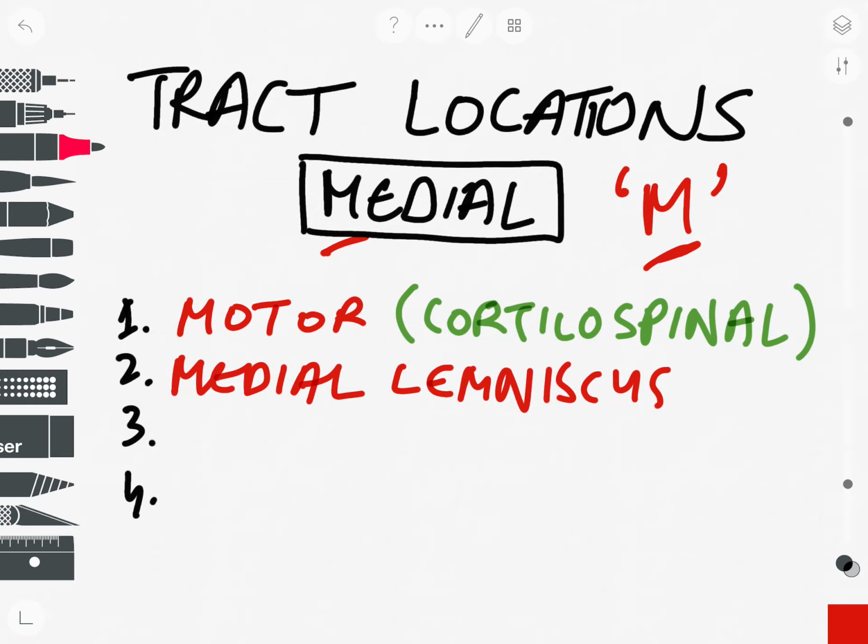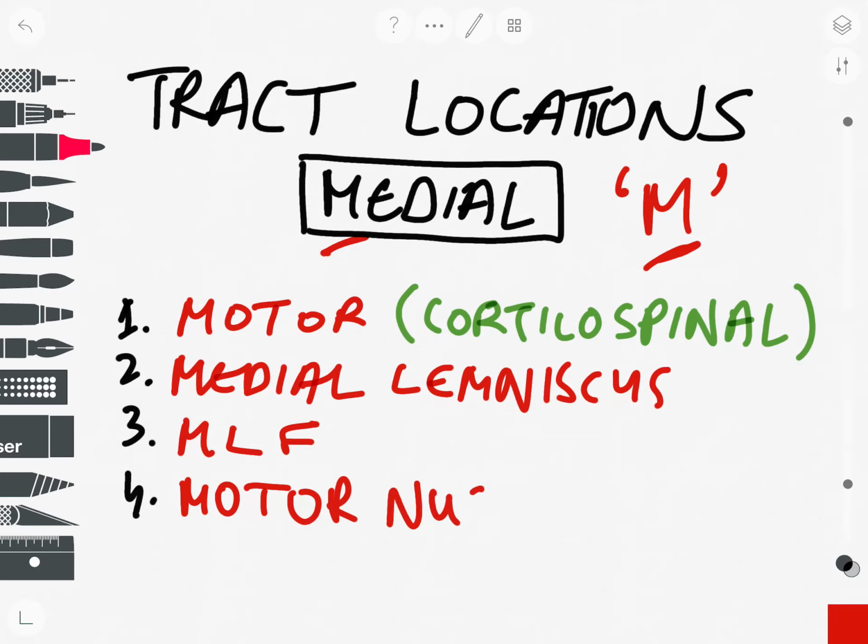The third one is the MLF, the medial longitudinal fasciculus, which is basically involved in conjugate horizontal gaze. And I have a video on the involvement of MLF in internuclear ophthalmoplegia that you might want to check out, which might help with this if you haven't already done the MLF. And number 4 is, like we did before, the motor nuclei of the cranial nerves. And this will be multiples of 12.